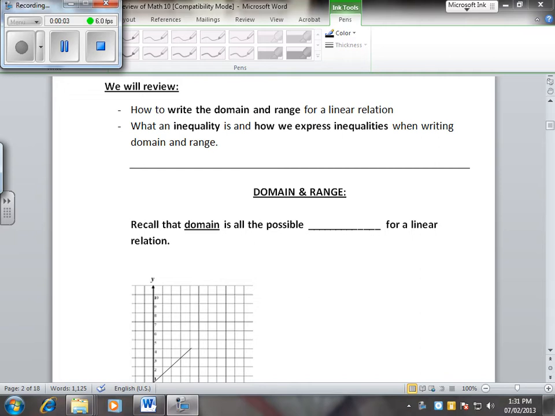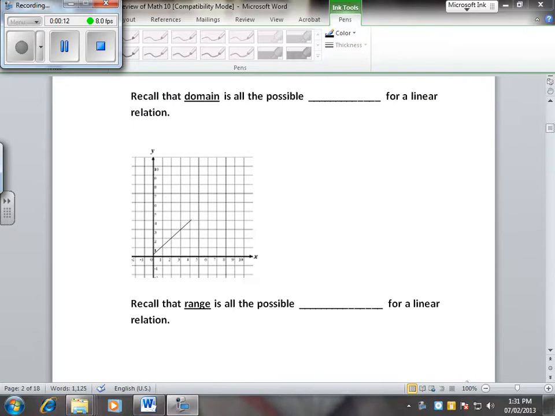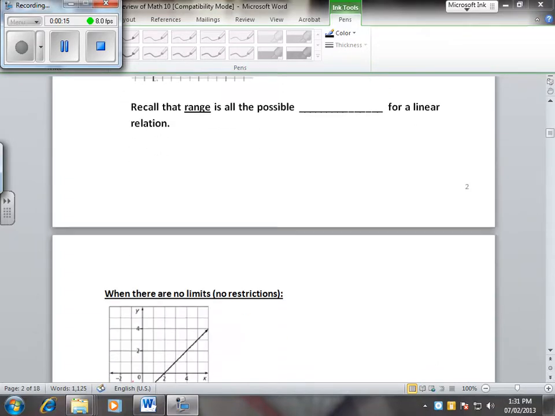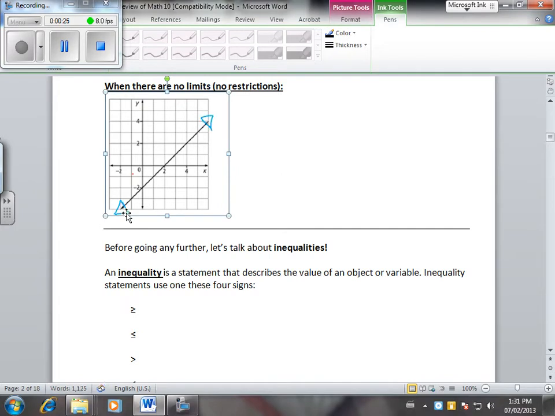Okay, so last class we went over some review for grade 10 concepts, and we'll continue that review. So remember that we did domain and range. Domain is all possible x values, and range is all possible y values. We talked about when there are no limits or restrictions, and that's when you can see an arrow on the end of your line. Now you can have 2 arrows, no arrows, or 1 arrow on your line. Just depending on the location of that arrow, that will tell you what kind of restrictions, if there are any. So here is upper and here is lower.